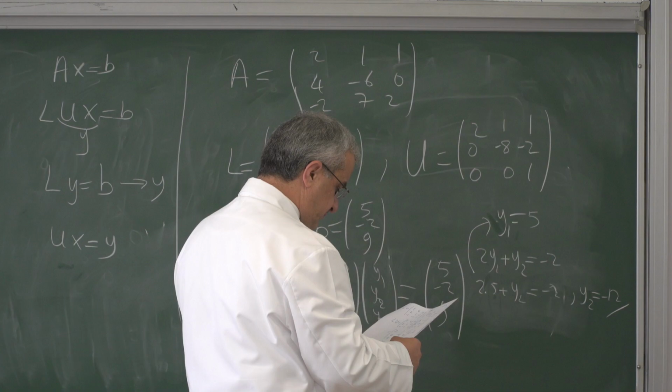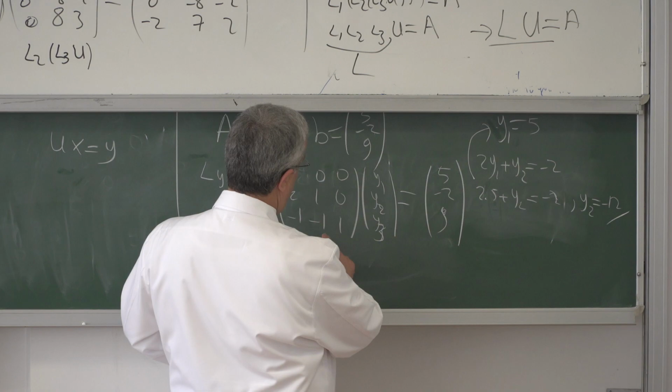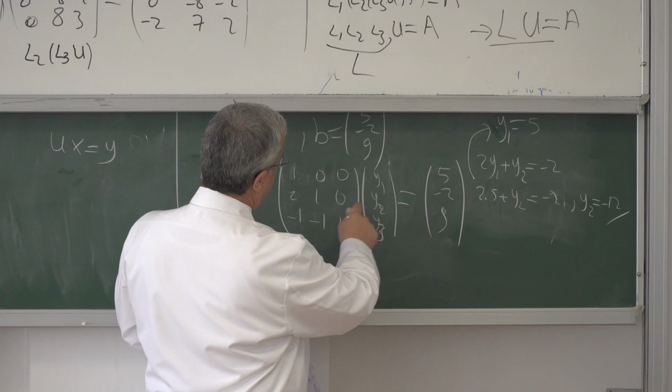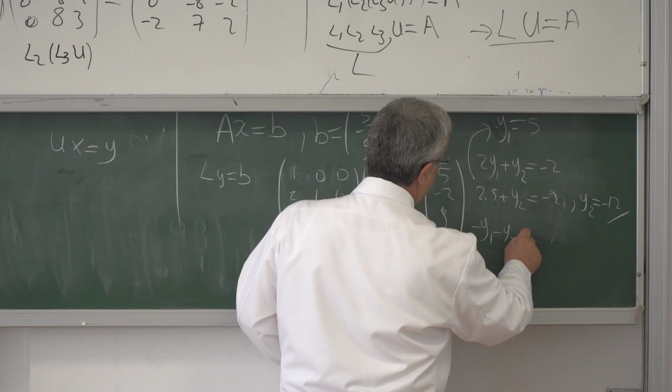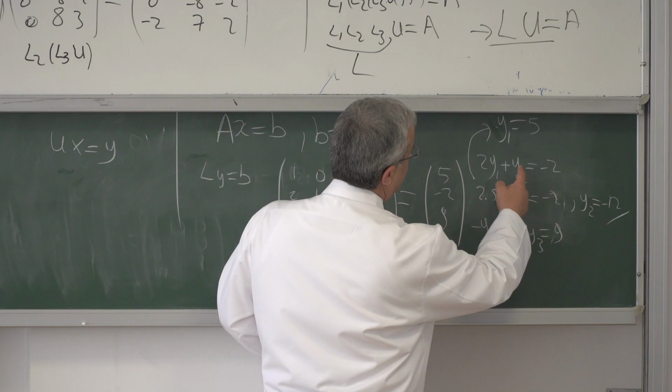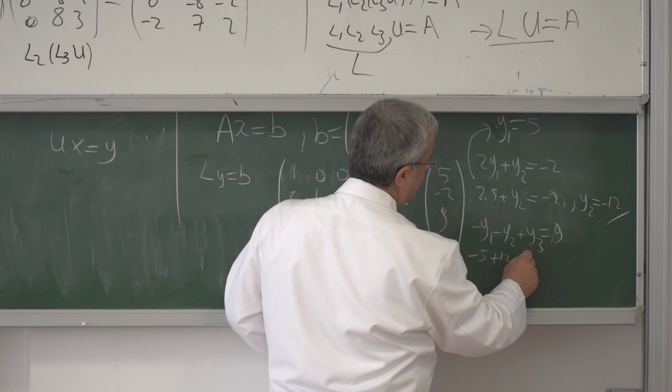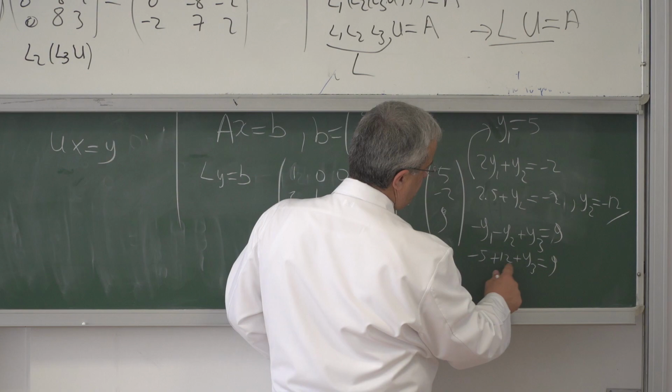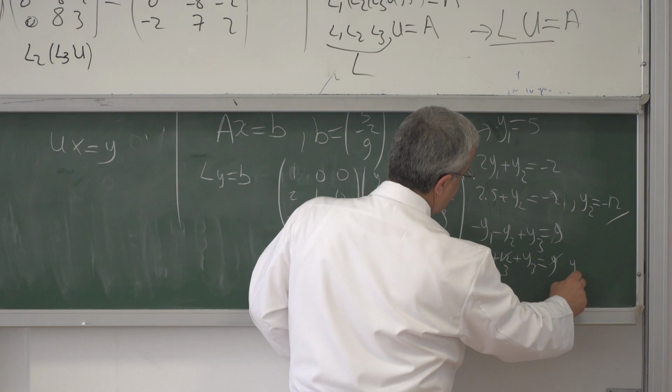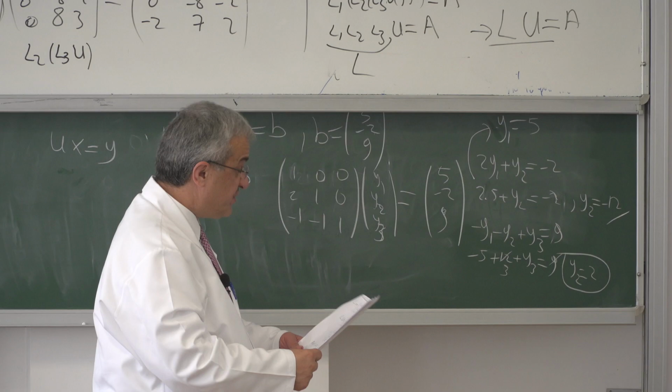And the last equation will give us minus y1, minus y2, plus y3 is equal to 9. So this is, y1 was 5, so minus 5, plus 12, plus y3 is equal to 9. So y3 is equal to 2. Okay?